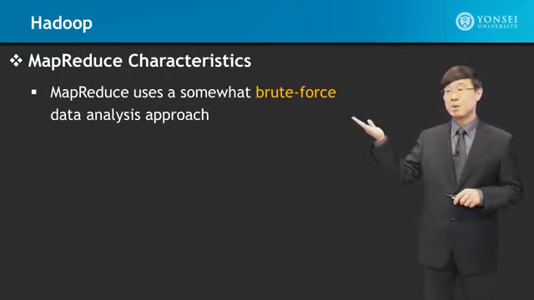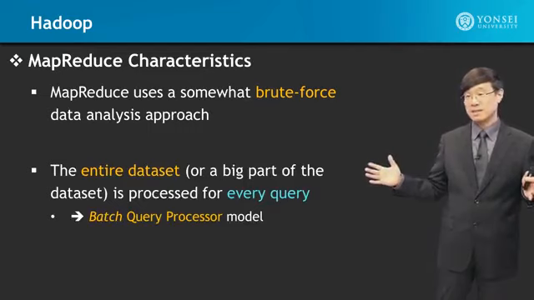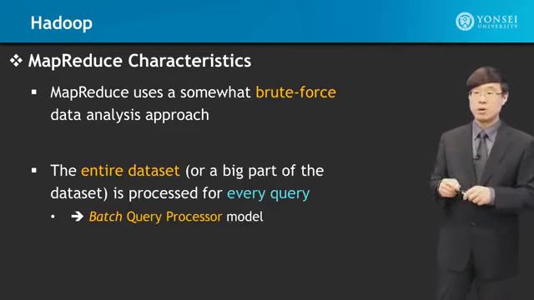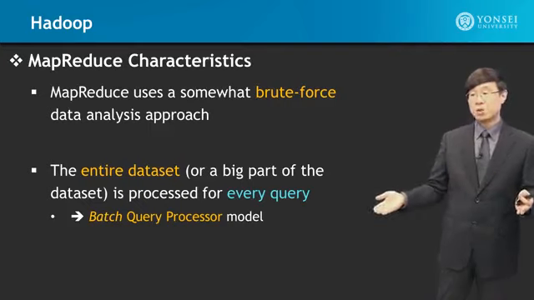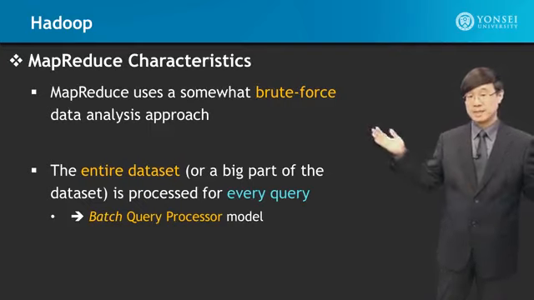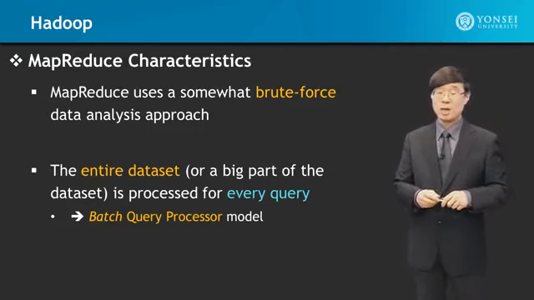MapReduce uses a somewhat brute force data analysis approach. The entire data set, or a big part of the data set, is processed every query. This is what we mean by brute force. It is a batch query processor model. It saves the data in a batch, and then this is overall analyzed every time a query is requested.